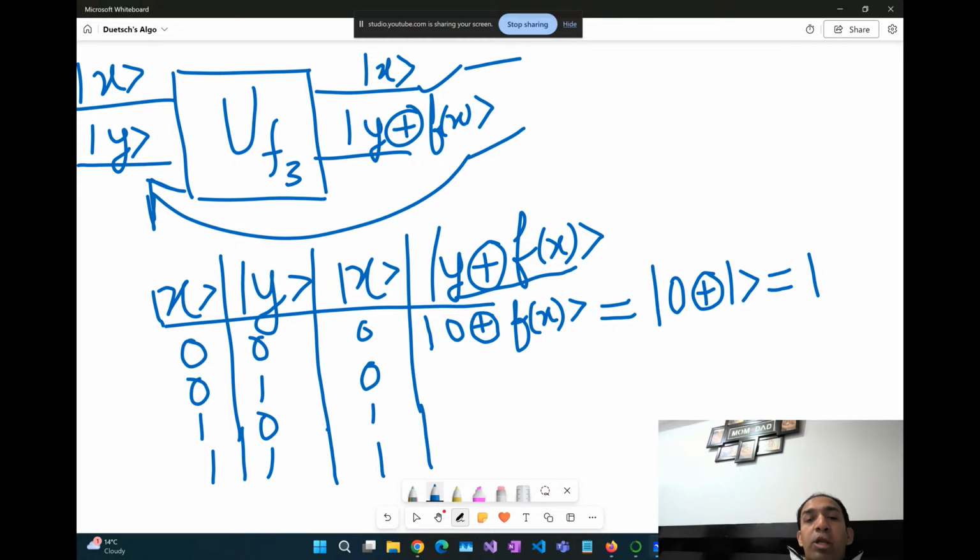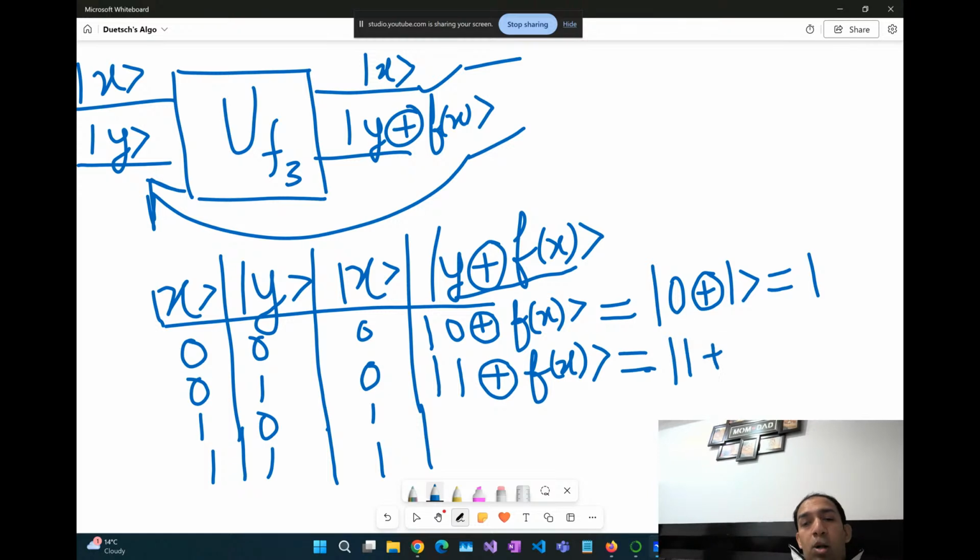Now, the same thing you can do over here. In this case, 1 plus f(x), right? And similarly, you can operate 1 XOR with 1. And whenever the inputs are the same, the XOR gate will give us the value of 0.